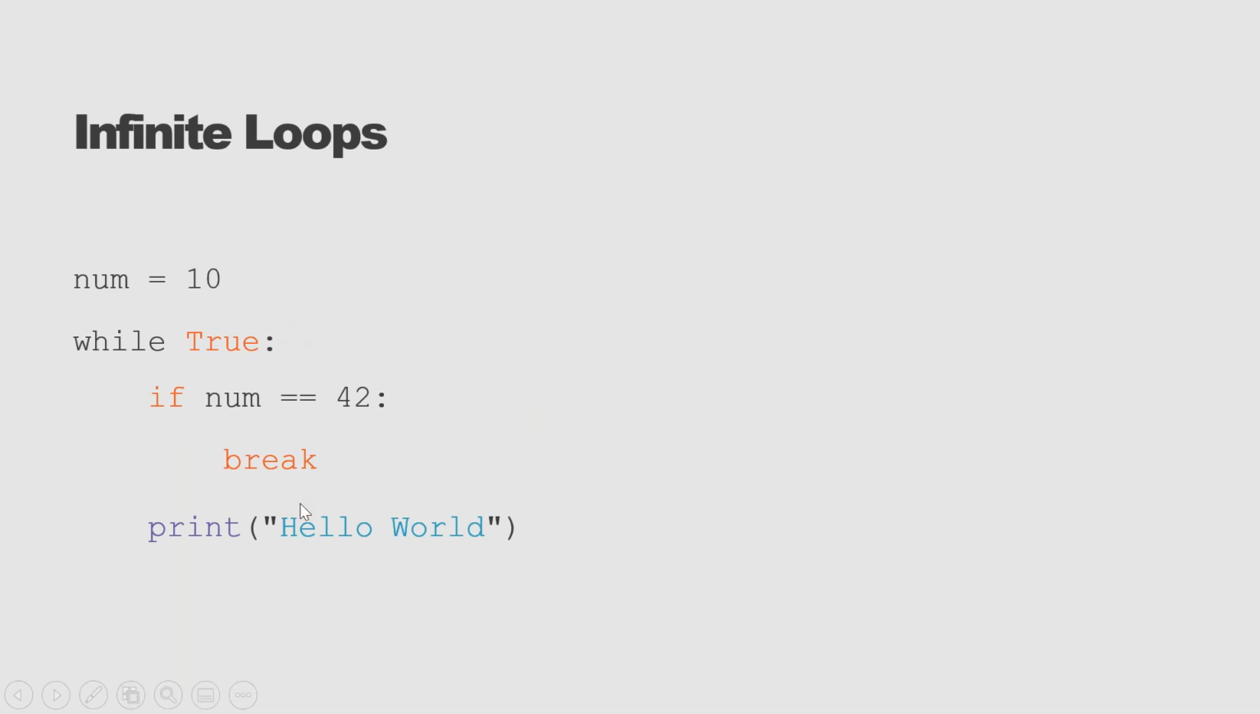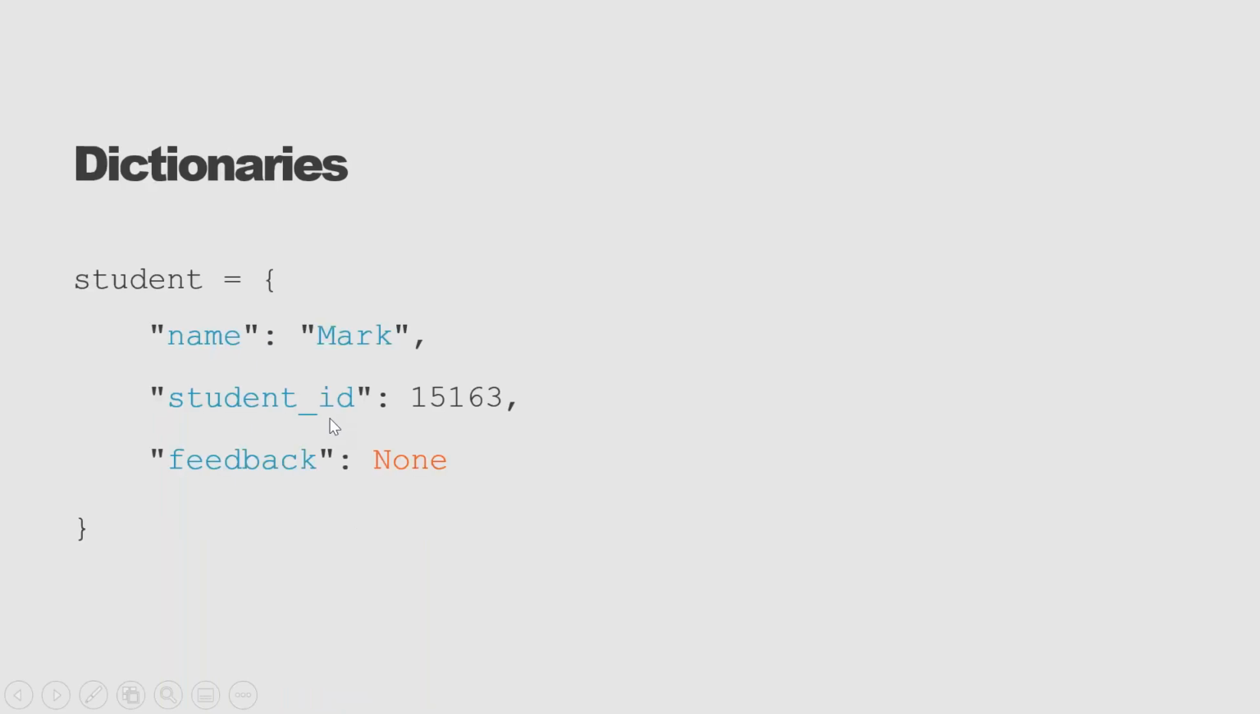Infinite loop. So look at this here. This is the number is equal to 10, while true. This means infinite loop. Okay, so if you are in that infinite loop and you want to break it, here you have a condition. If number is equal to 42, break that infinite loop and print hello world. So something like that you can do that also.